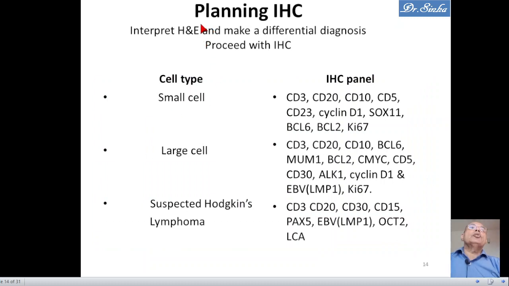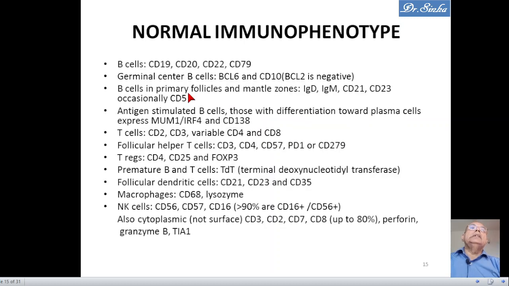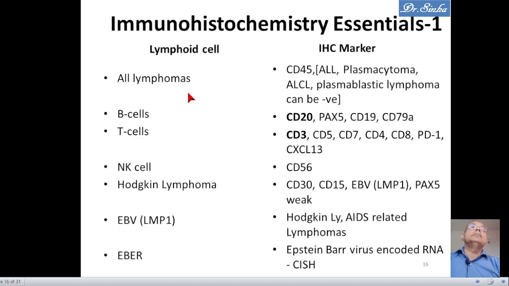Regarding planning immunohistochemistry, one should interpret hematoxylin and eosin slides and make a differential diagnosis. Then one should proceed to immunohistochemistry. These are the different immunohistochemistry panels for different cell types. These are the normal immunophenotypes for different cells. These are the essential immunohistochemistry markers for different types of cells.